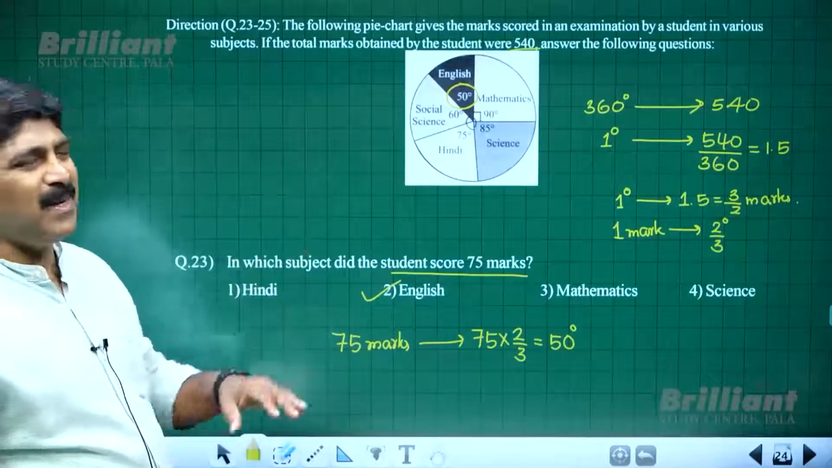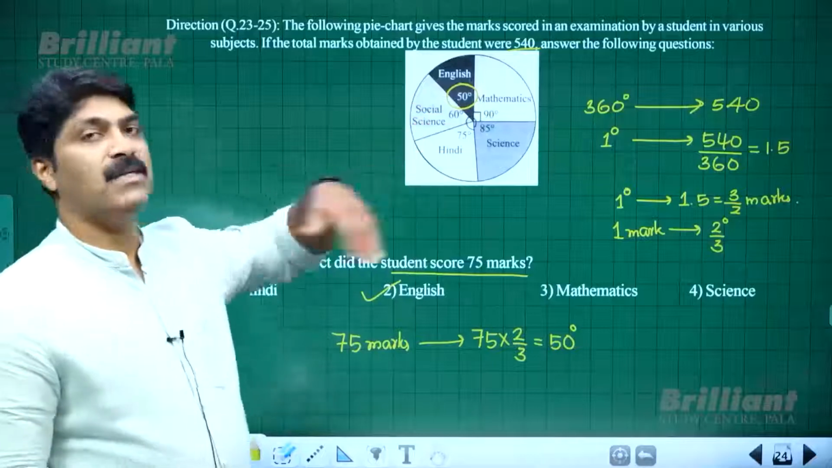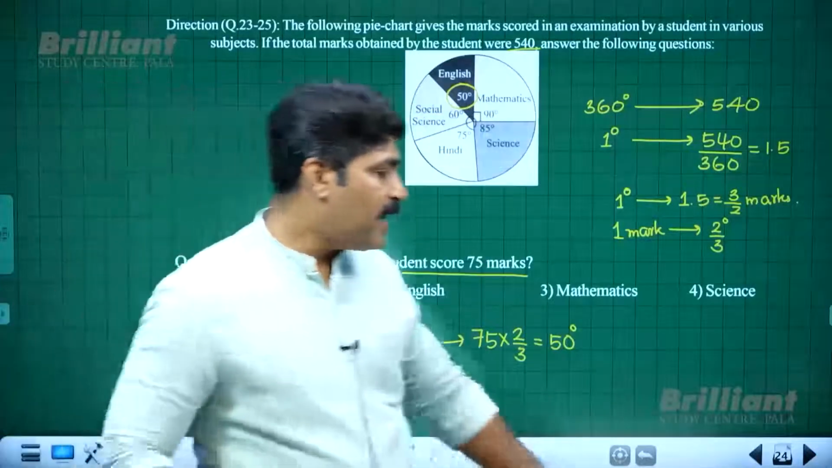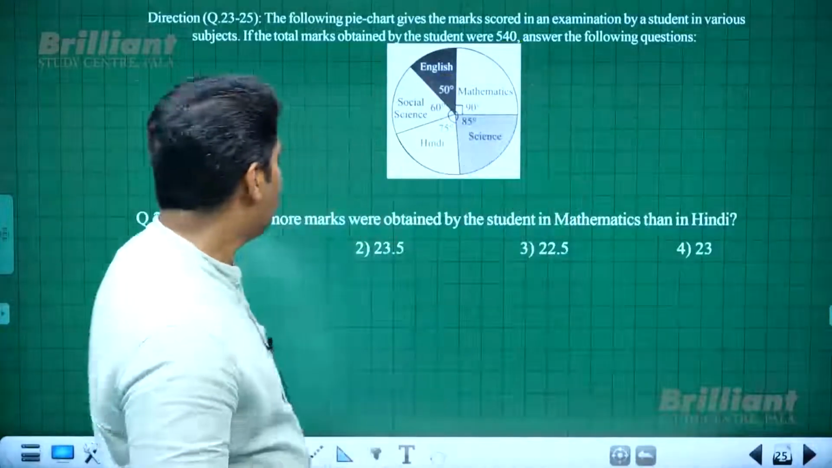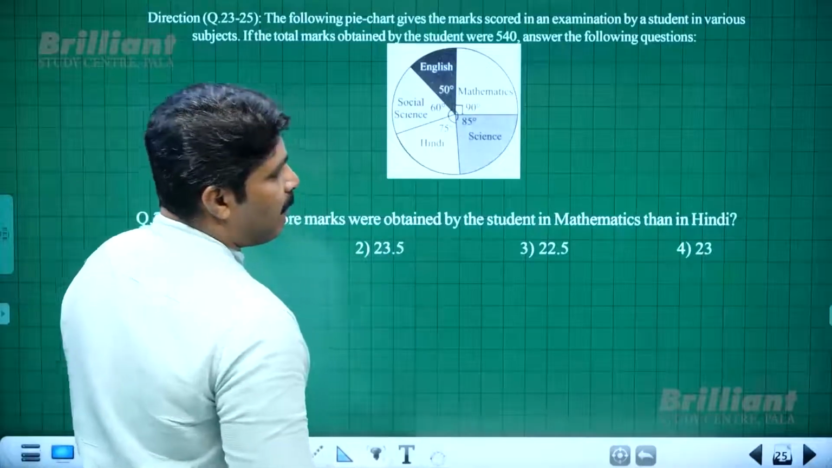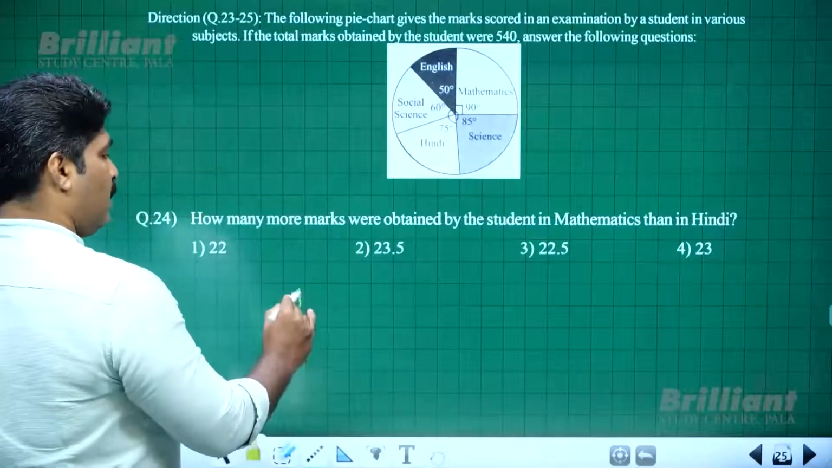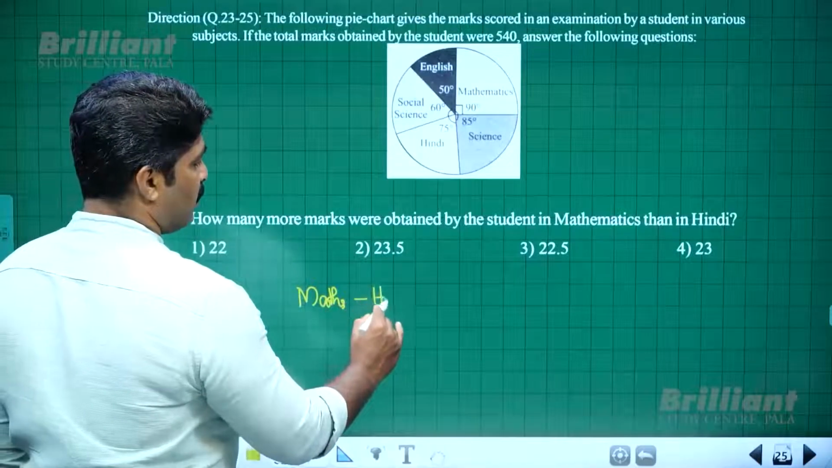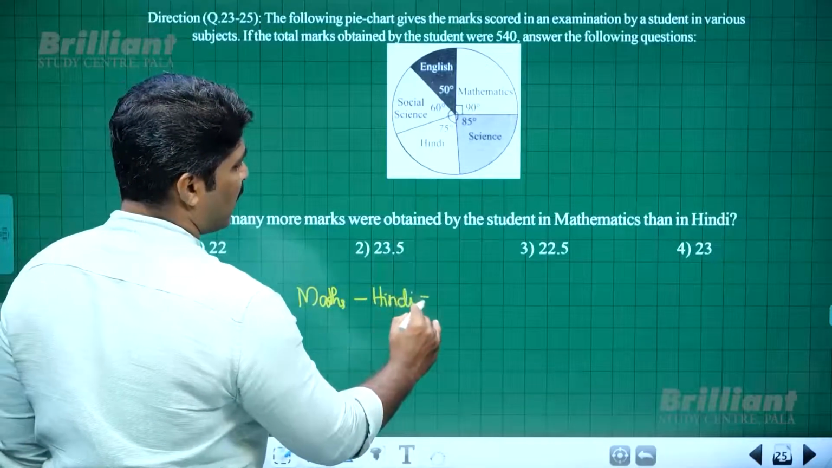So understand that's a simple concept. Here 50 degree, its 1.5 will be equal to 75 marks. By using that trick, you can guess the answer of further questions also. Here we consider how many more marks were obtained by the student in mathematics than Hindi. So here maths minus Hindi. That's a simple application.